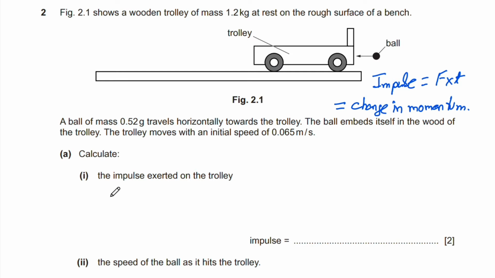So that is m into delta v. Since m remains the same, the mass of the trolley will remain the same. You have to find delta v, which is the change in velocity. Delta p of trolley, meaning the change in momentum of the trolley, is equal to m into delta v.